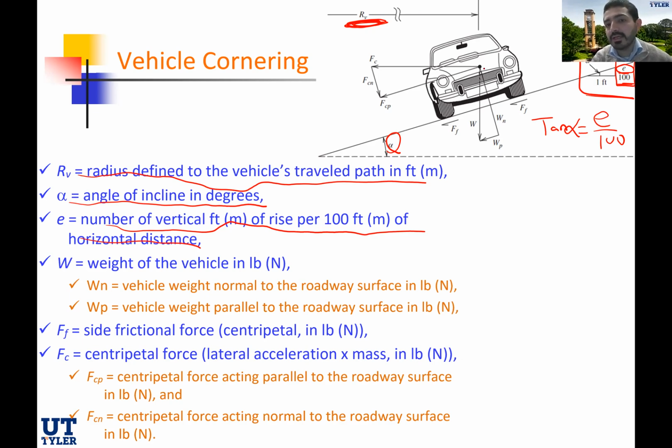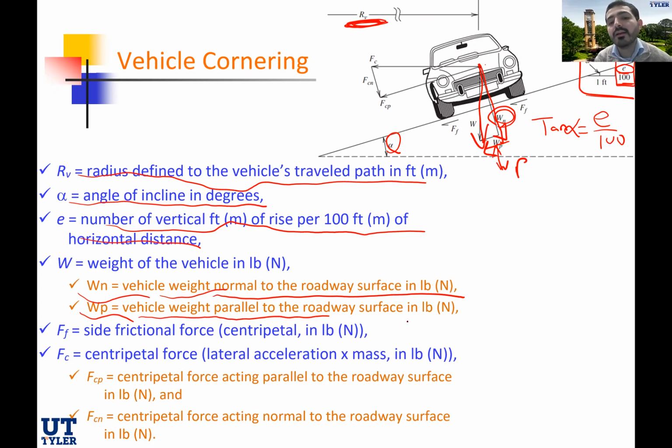The W, again, that's easy. The W is the weight of the vehicle, and the weight, of course, as we got to know in physics, has two components: the Wn and the Wp. That is the Wp, and that's the Wn. Wn is the weight of the vehicle normal to the roadway surface, and it's in pounds or in Newtons, depending on the units you are using. And the Wp is the vehicle weight which is parallel to the roadway surface, and it's in pounds as well.